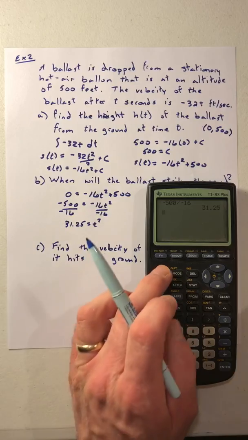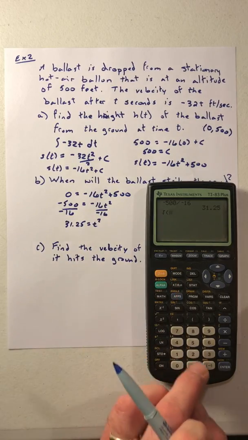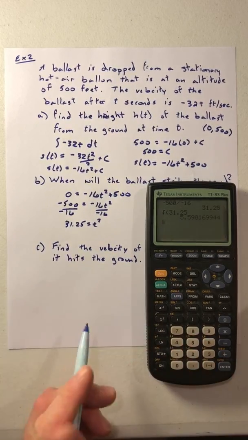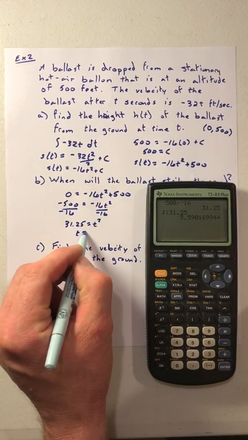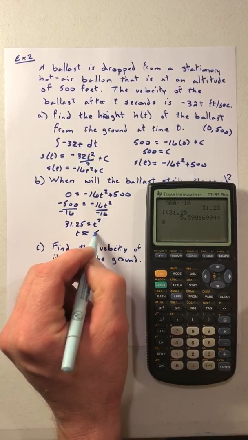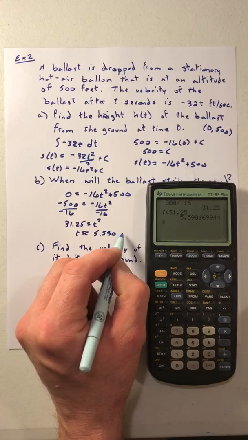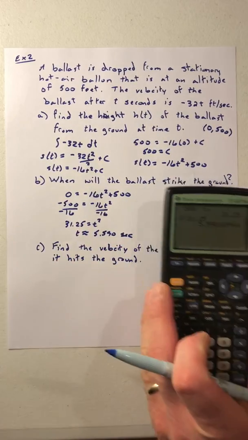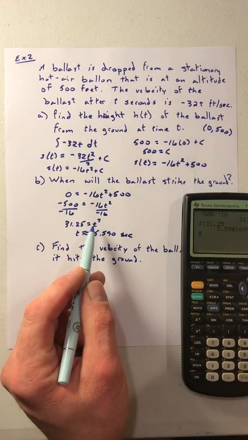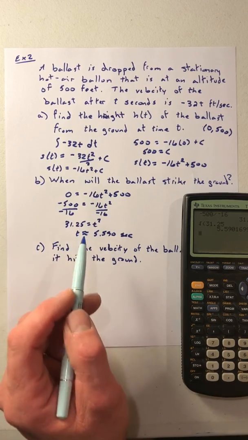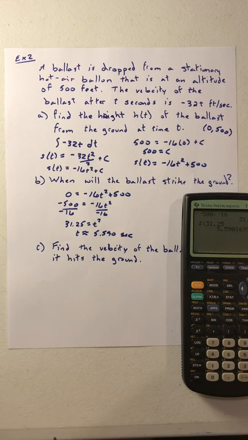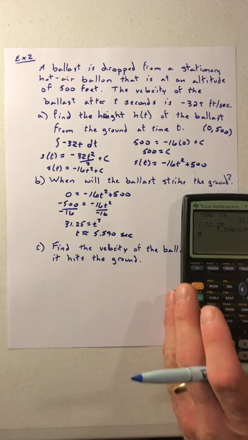To get t by itself, I'm going to take the square root. So I'll take the square root of 31.25, and that gives me approximately 5.590 seconds. Remember, when we take the square root, we get the plus or minus. But in this case, we're working with time. Time's not going to be negative, so we're only working with that positive value.